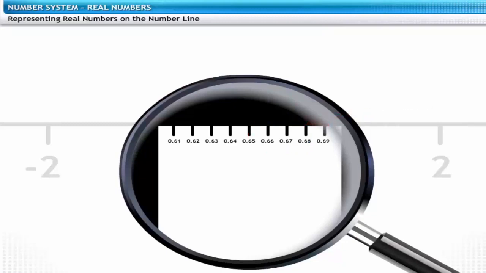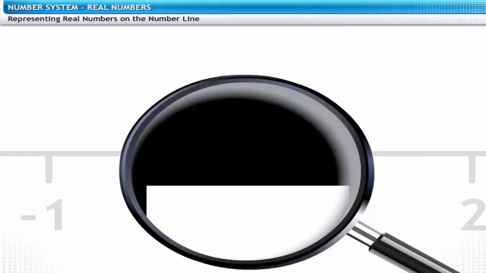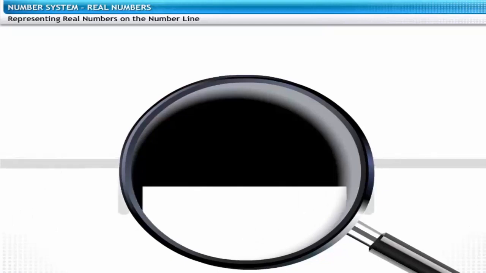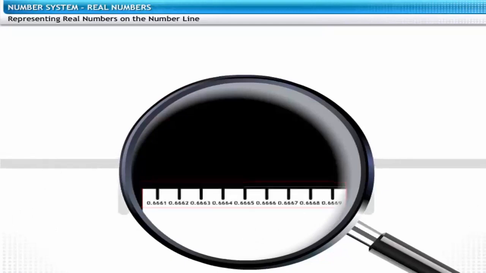Again, focus this section on the number line. Let's divide the section into 10 equal parts again. Represent these parts as shown. Now the decimal expansion lies in this section of the number line. Let's magnify the section and observe closely. Next, divide them into 10 equal parts and represent them as shown. Now, you can locate the decimal expansion in this section of the number line.